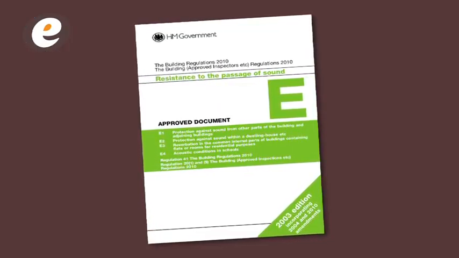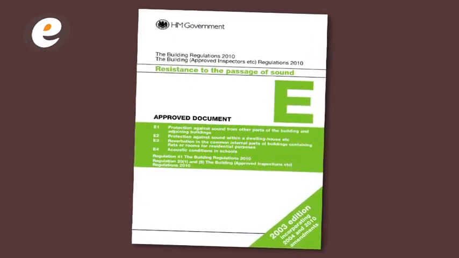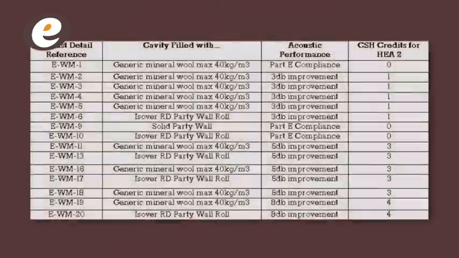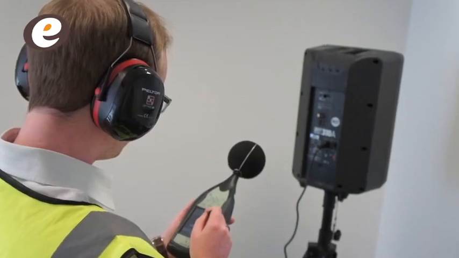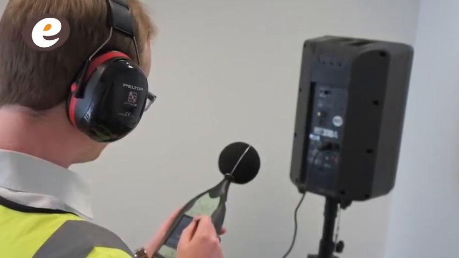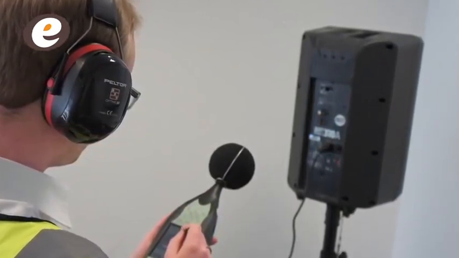It's still possible to comply with the requirements of Part E whilst fully filling your cavity. Robust Details lists several options that will meet the requirements of Part E using a fully filled cavity. Alternatively, you can use acoustic testing to ensure the requirements of Part E are met.